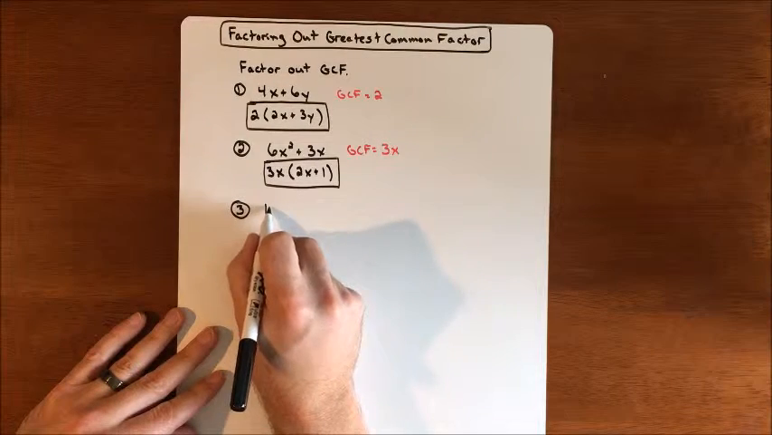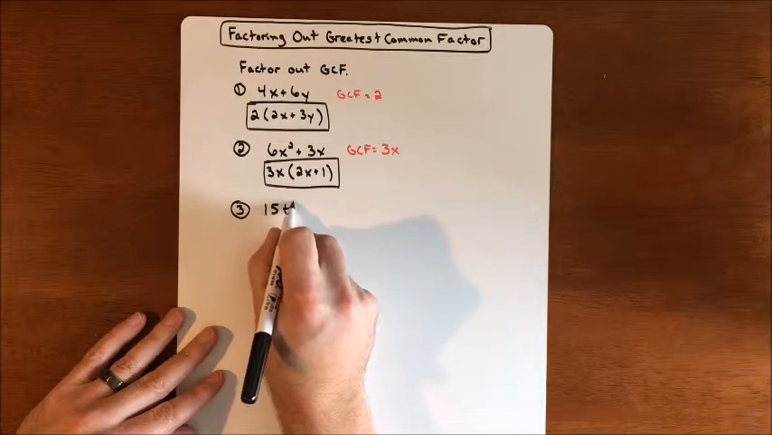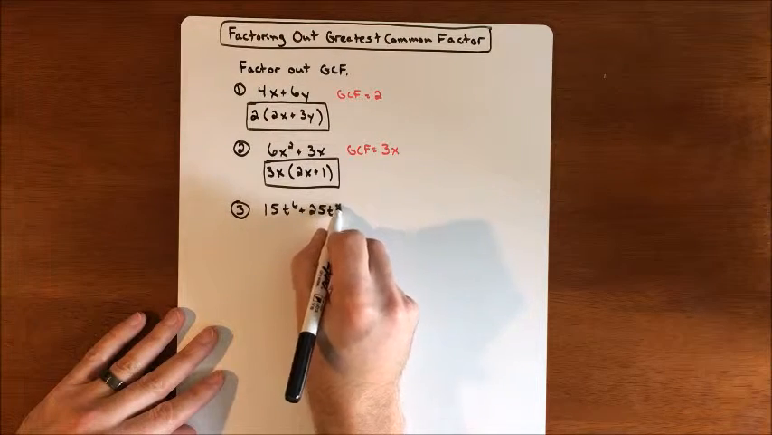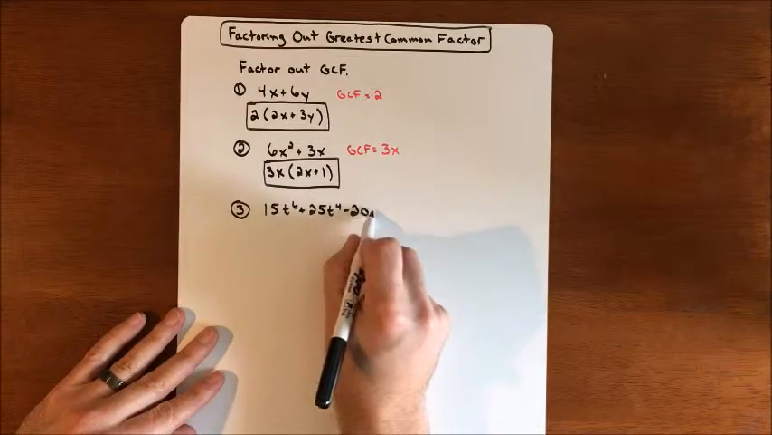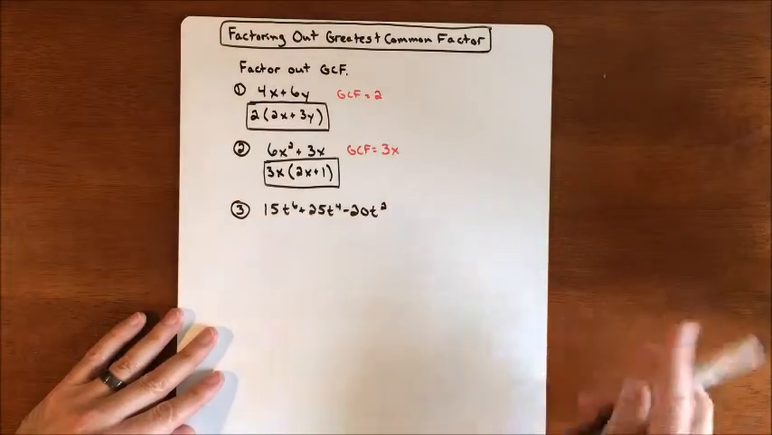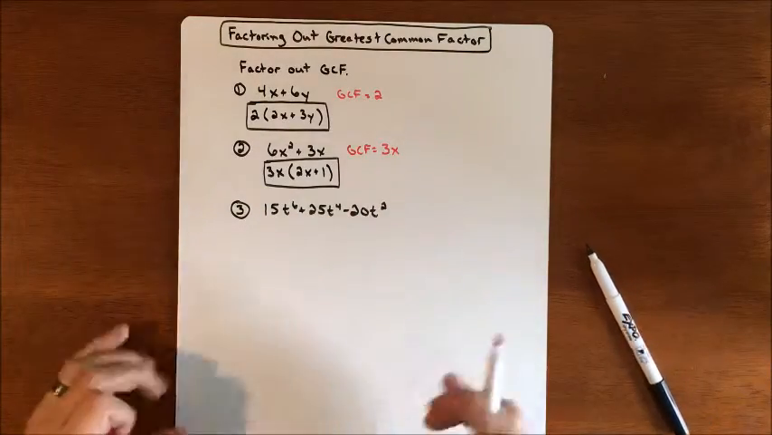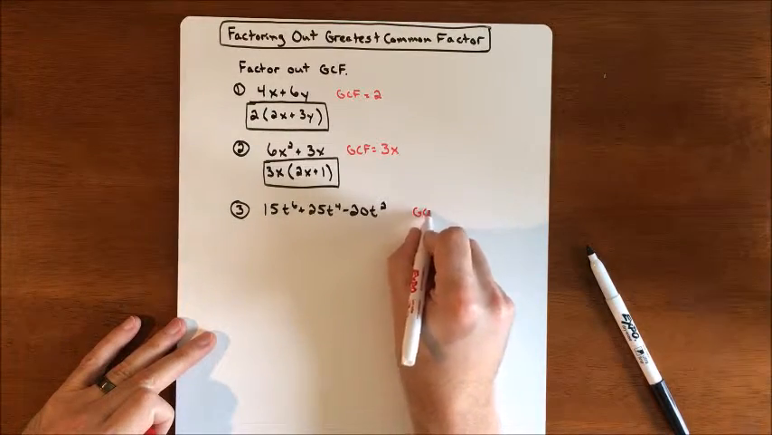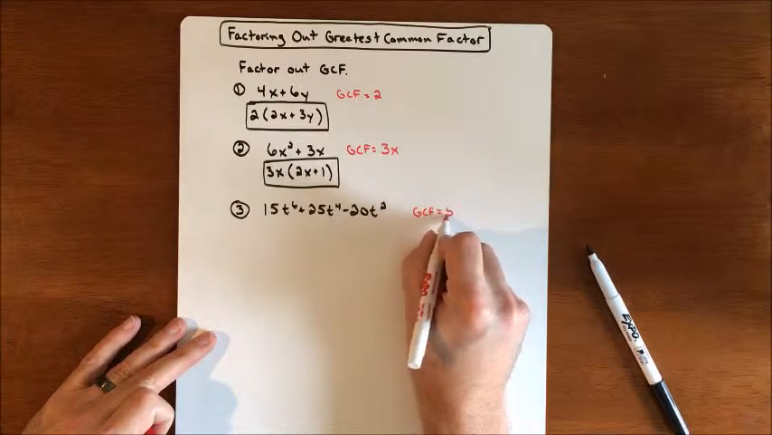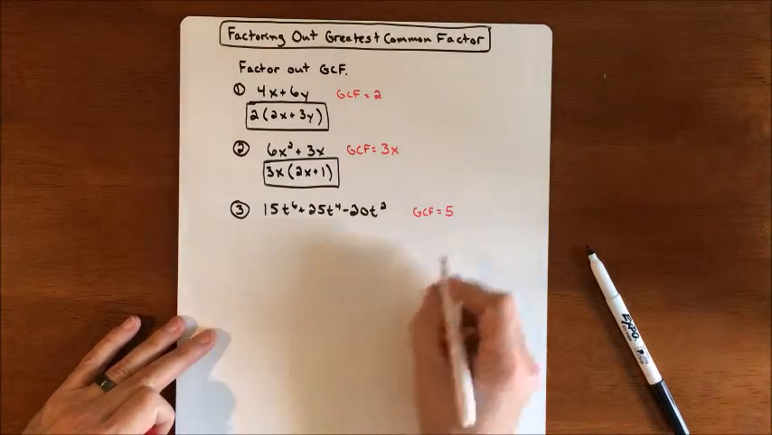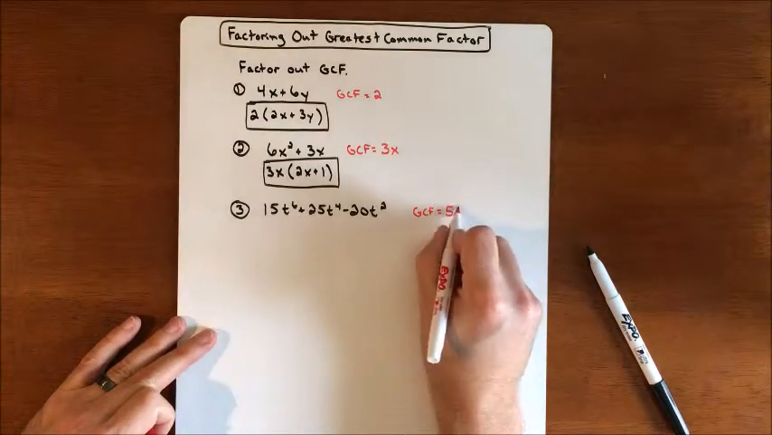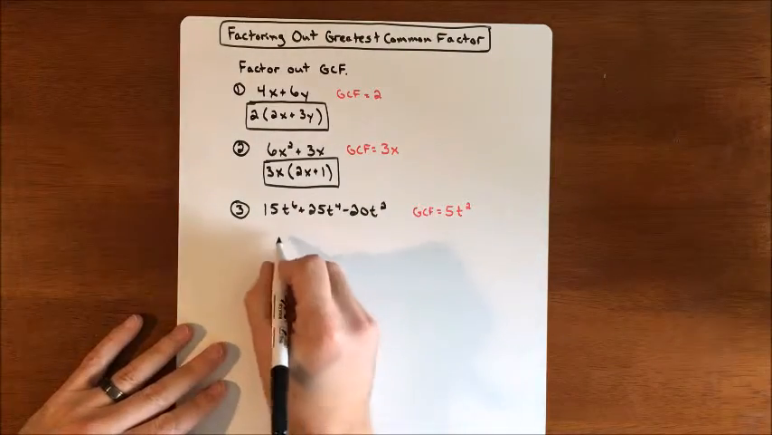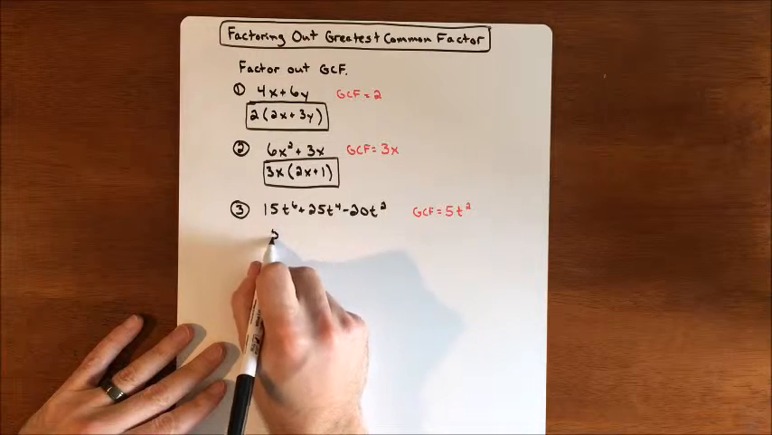All right, so let's say you have a 15t to the 6th plus 25t to the 4th minus 20t squared. What do they all have in common? Well, they share a common factor of 5. So they're all going to be divisible by 5, and they all have at least a t squared on them. So we can divide every single piece by a t squared, 5t squared.